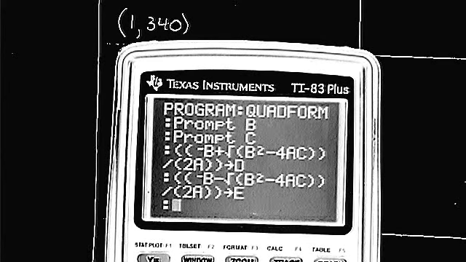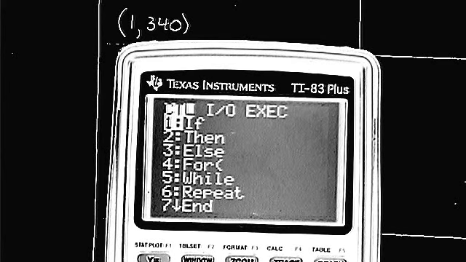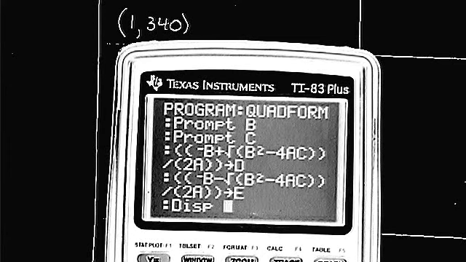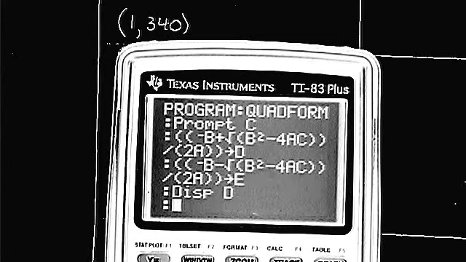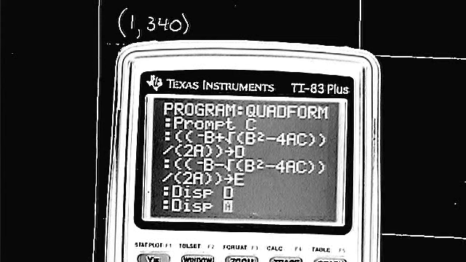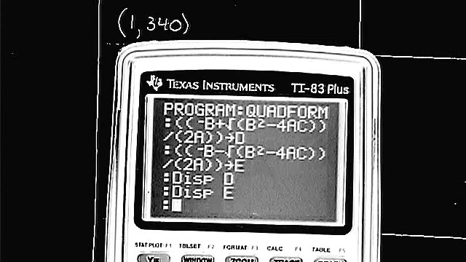I'm going to go back to the program button and input/output, but this time I'm going to push DISP for display, and I want it to display D. Right after, I'm going to do the exact same thing: program, input/output, display, alpha E. And really that's all you have to do. That's the end of the program. You don't have to do anything more to it. It will spit out D and E, which are the values of the quadratic formula.